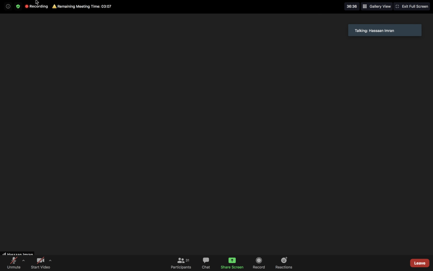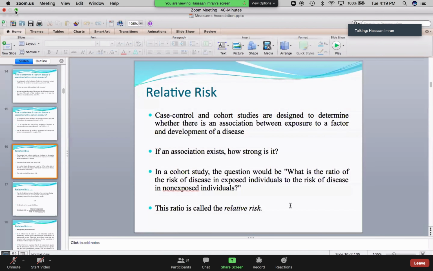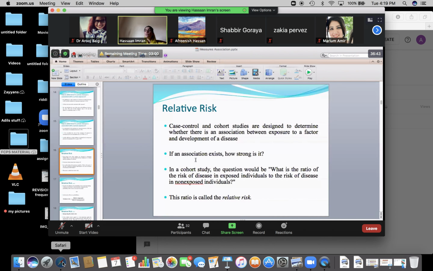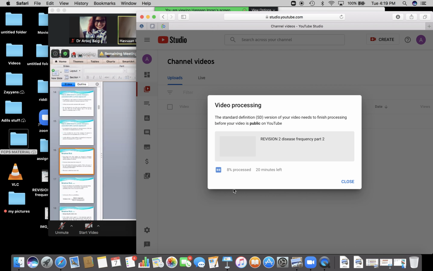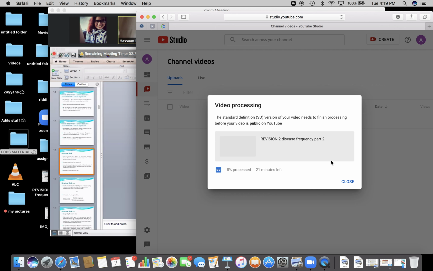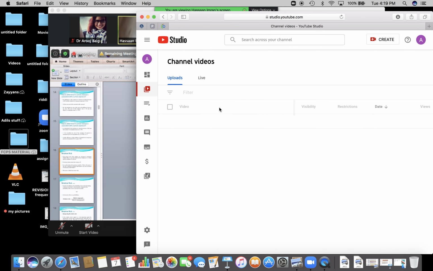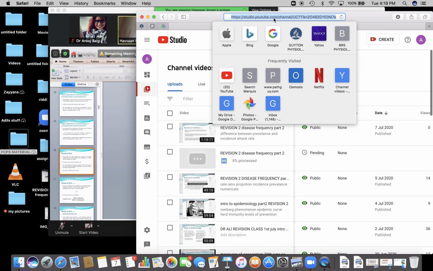Okay. Now moving up further. As Shabir told us in the beginning, if an association exists, how strong is it? How strong is the association? Or the way he said, the magnitude of the association, that how big is the association, right? So in a cohort study, the question would be, what is the ratio of the risk of disease in exposed individuals to the risk of the disease in non-exposed individuals?